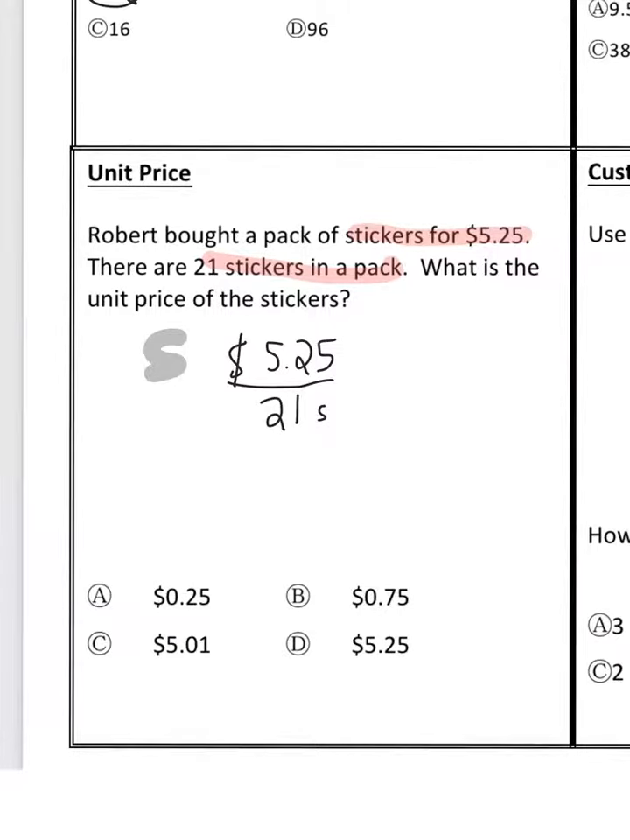Okay, next step. We have to find the unit price. So in other words, what's the price of one sticker? And to get that, you have to divide by 21, not subtract, divide, and divide 525 by 21. So take a second to write that down. Now, your last step is to solve. 525 divided by 21 comes out to 0.25. So your answer is, unit price is 25 cents per sticker. Alright, let's move over to the last one.